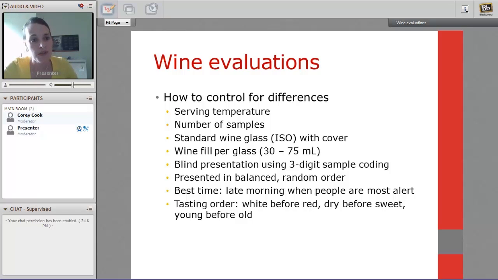The best time to do sampling is late in the morning, when people are the most alert and a little bit hungry, but not really hungry. So around 11 a.m. is a nice time to do the sampling. Of course, we don't always have the luxury of that, but that's in an ideal world. And as far as tasting order goes, I'm sure you may be familiar with this: white before red, dry before sweet, and then young before old, if you've got those types of comparisons that you're making. So those are some broad rules or broad suggestions for wine evaluation.